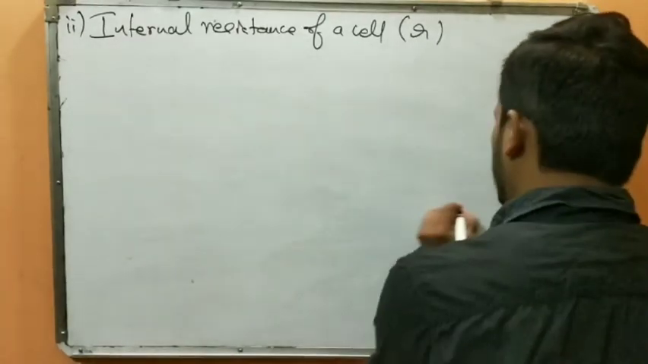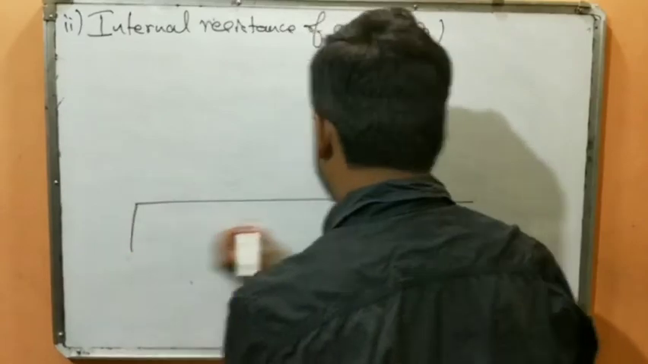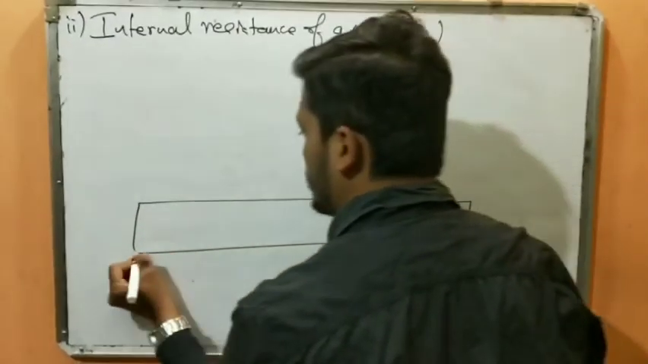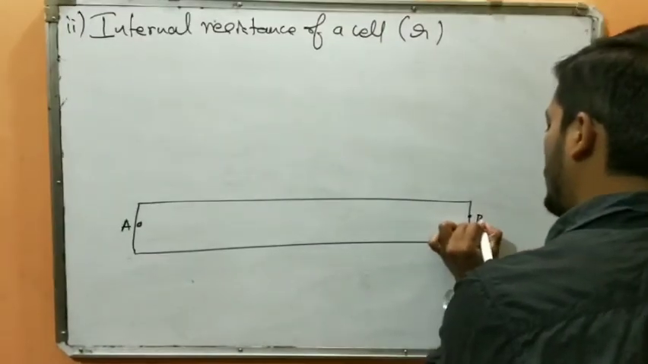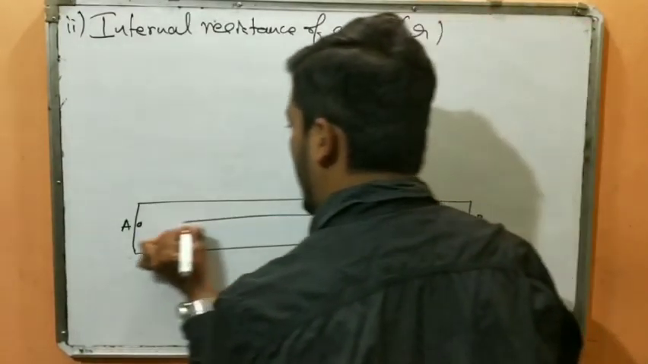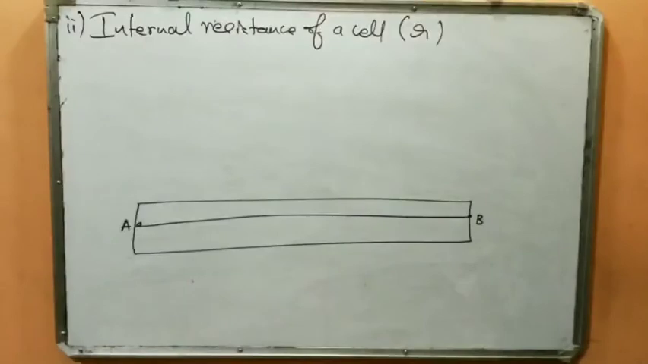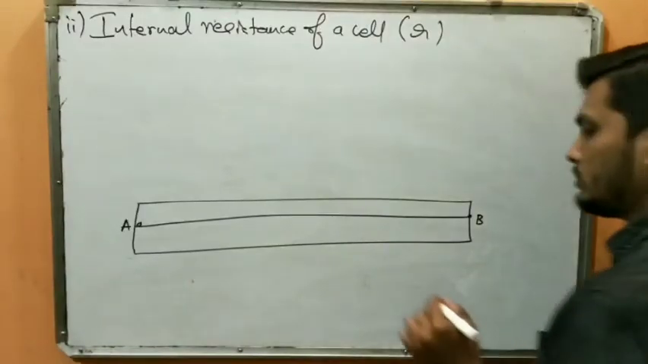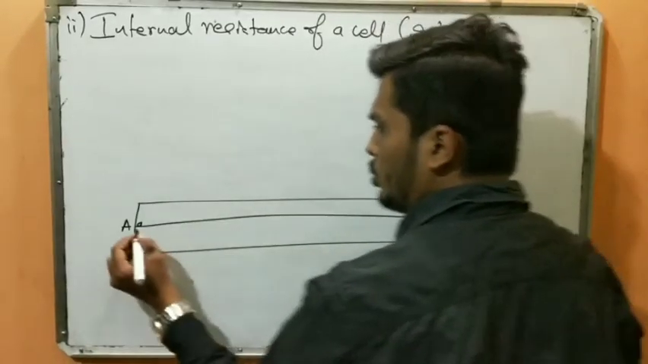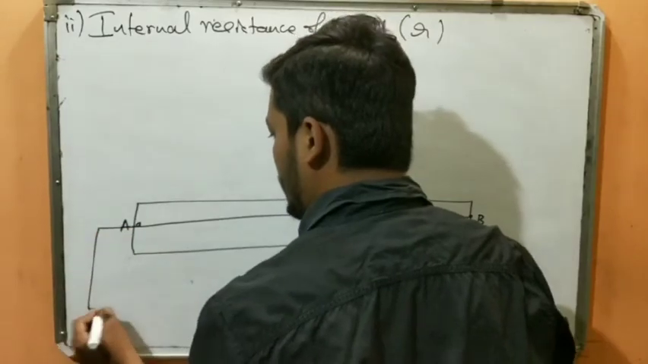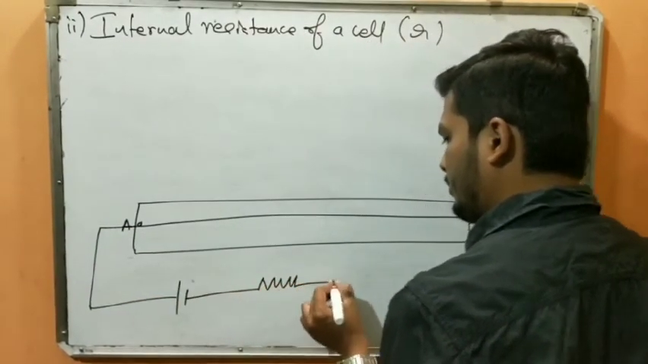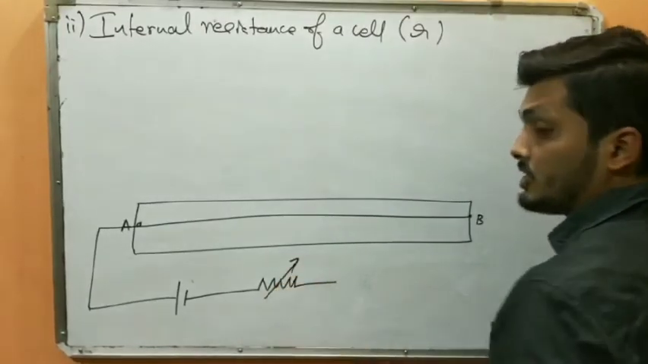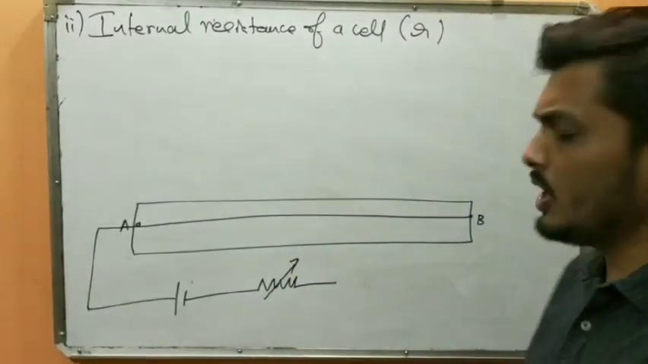So again, take a simple potentiometer. It has just two terminals, point A, point B. It has a 4 meter wire. Again, what I am going to do here is connect it with the battery. The battery, with the rheostat variable resistance, will regulate the potential and current.